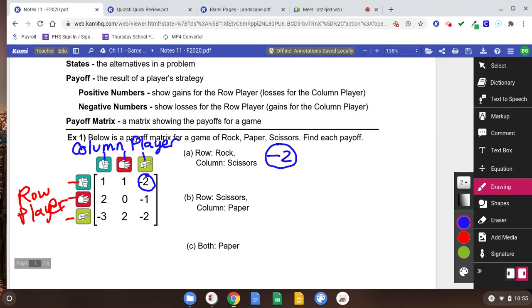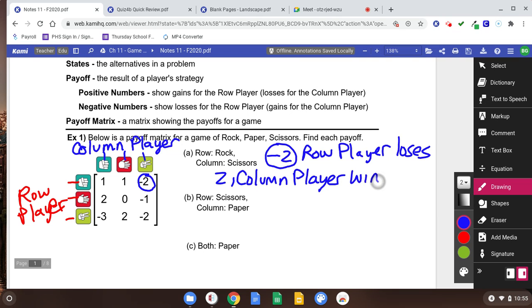So remember what that means. Negative numbers show losses for the row player and gains for the column player. So what that -2 means is the row player loses 2 and the column player wins 2. Think about it like money, like you're gambling, okay? And one person lost $2 because the other person won the $2, okay?